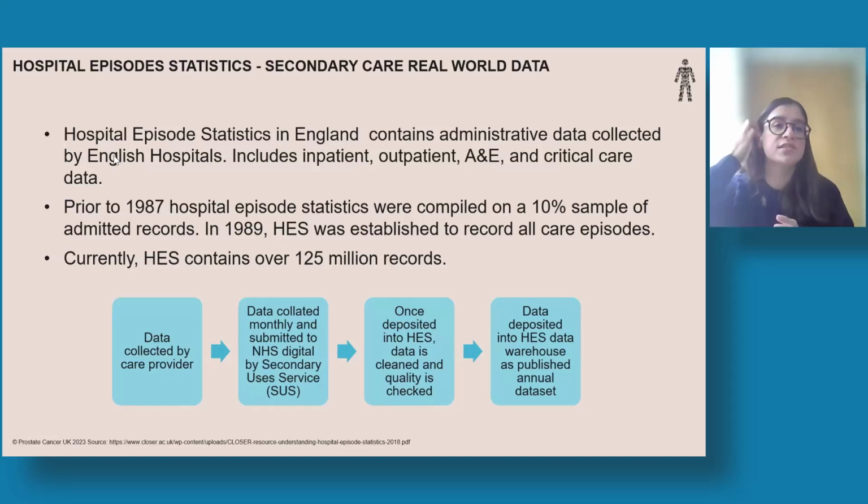The way in which it works is that data is collected by care provider, and then it is collected monthly and submitted for check-ins by the Secondary Uses Service. After that, once it's checked, it's deposited into HES, it's cleaned, and the quality is set. And finally, the data is deposited into a HES data warehouse and is published annually.